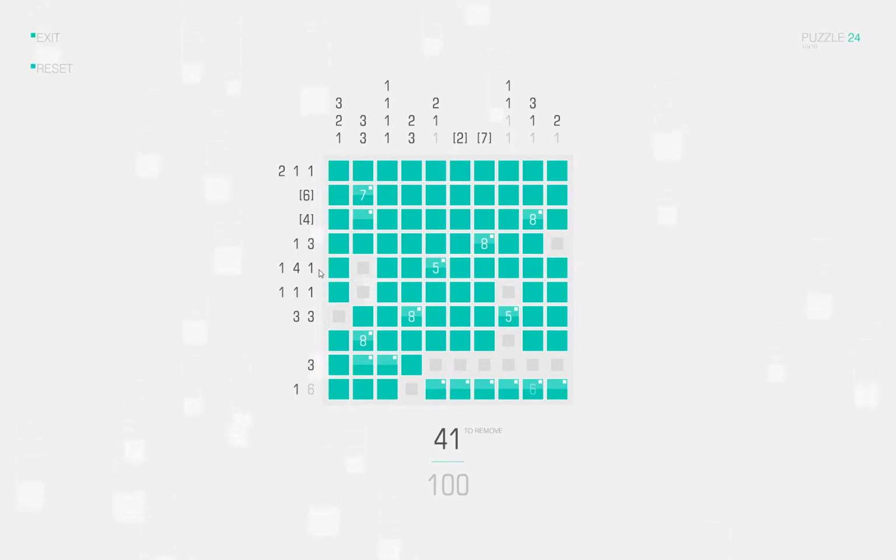We are not sure about this row yet. There could be one here, but the one could also be here, and then the space, and then the 4, and then space, and then the last one. We don't know for sure yet.